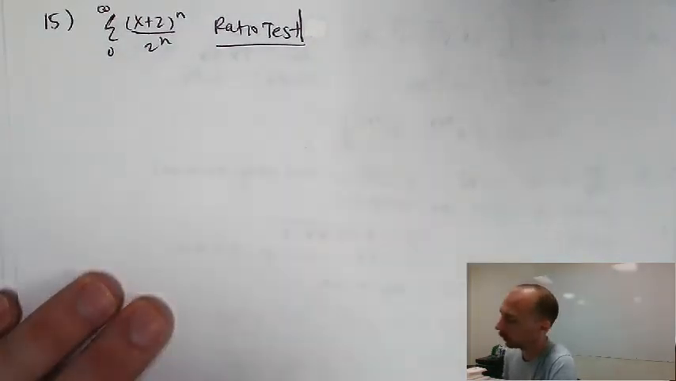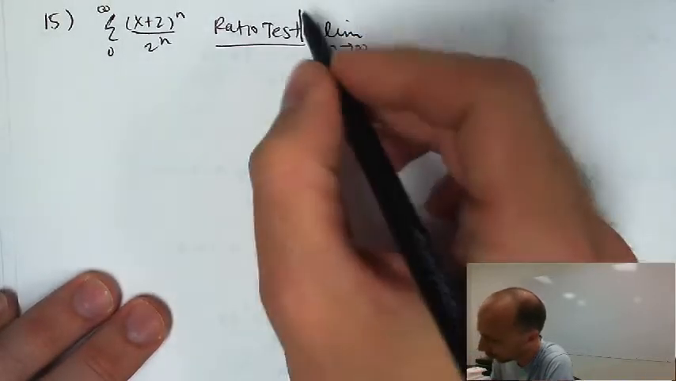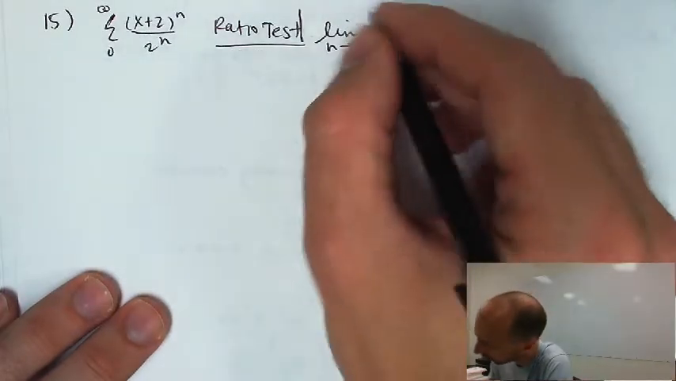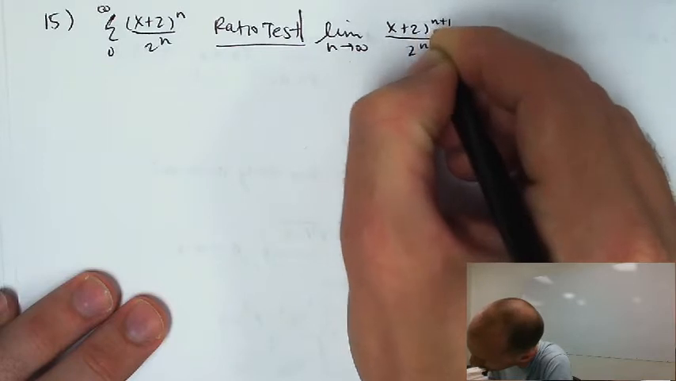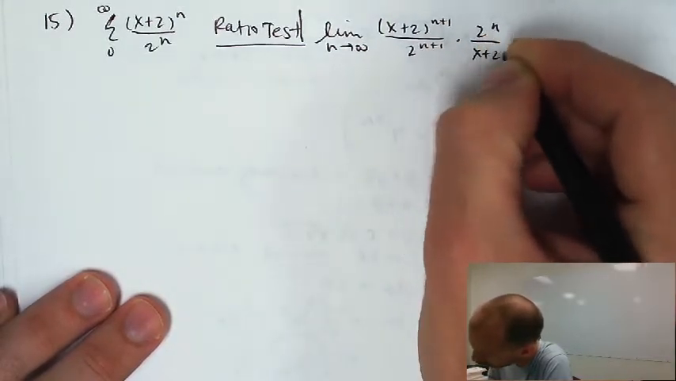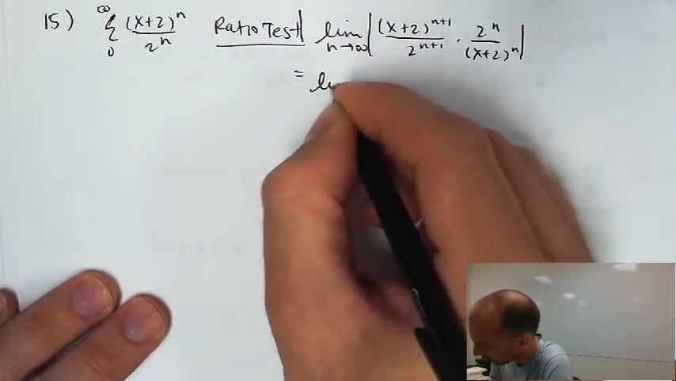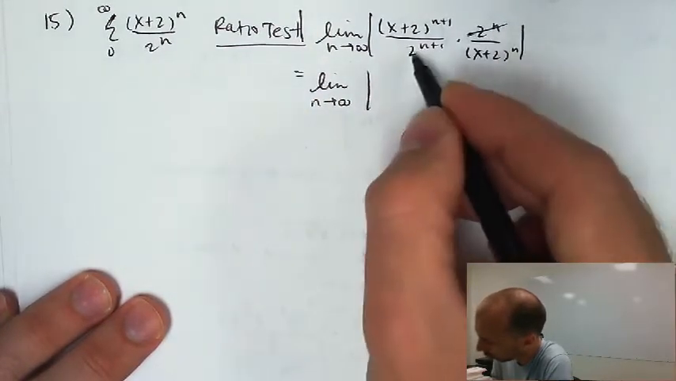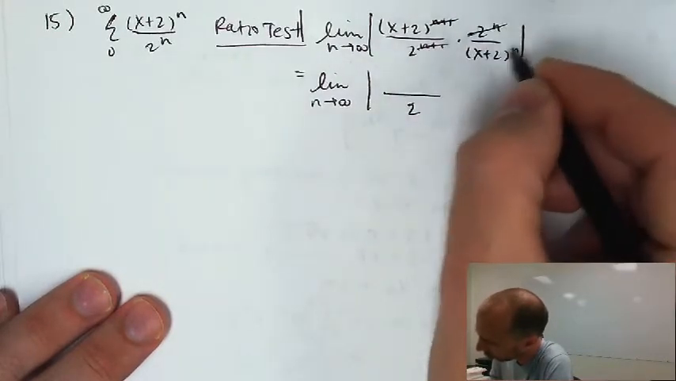But if you aren't sure, you're going to need to run through the ratio test, which is the limit as n approaches infinity of the absolute value of the ratio of the n plus first term to the nth term. So x plus 2 to the n plus 1 over 2 to the n plus 1 times 2 to the n over x plus 2 to the n, and we're going to absolute value that. When I cancel stuff off, all but one of the powers of 2 is canceled, and all but one of the x plus 2's is canceling.